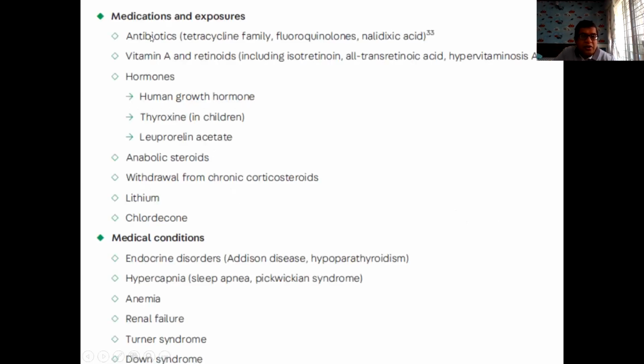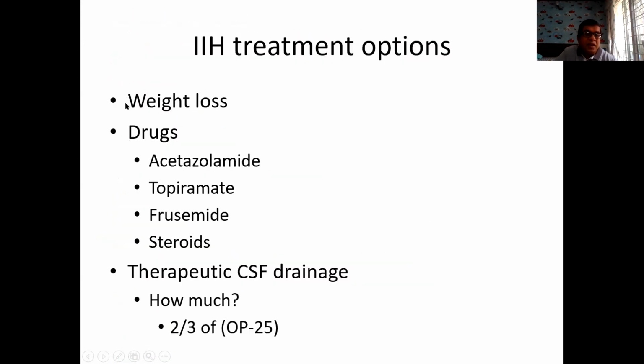And then there are medications which are associated with IIH. We know that antibiotics like tetracycline, vitamins like vitamin A, certain hormones like human growth hormone, even thyroid hormones in children, anabolic steroids, and withdrawal from chronic steroid therapy are also known to cause a rebound IH-like syndrome. Lithium can sometimes cause an IH-like syndrome, and certain medical conditions like endocrine conditions, sleep apnea, anemia, renal failure, and disorders like Turner syndrome and Down syndrome can sometimes present with a syndrome like idiopathic intracranial hypertension as well.